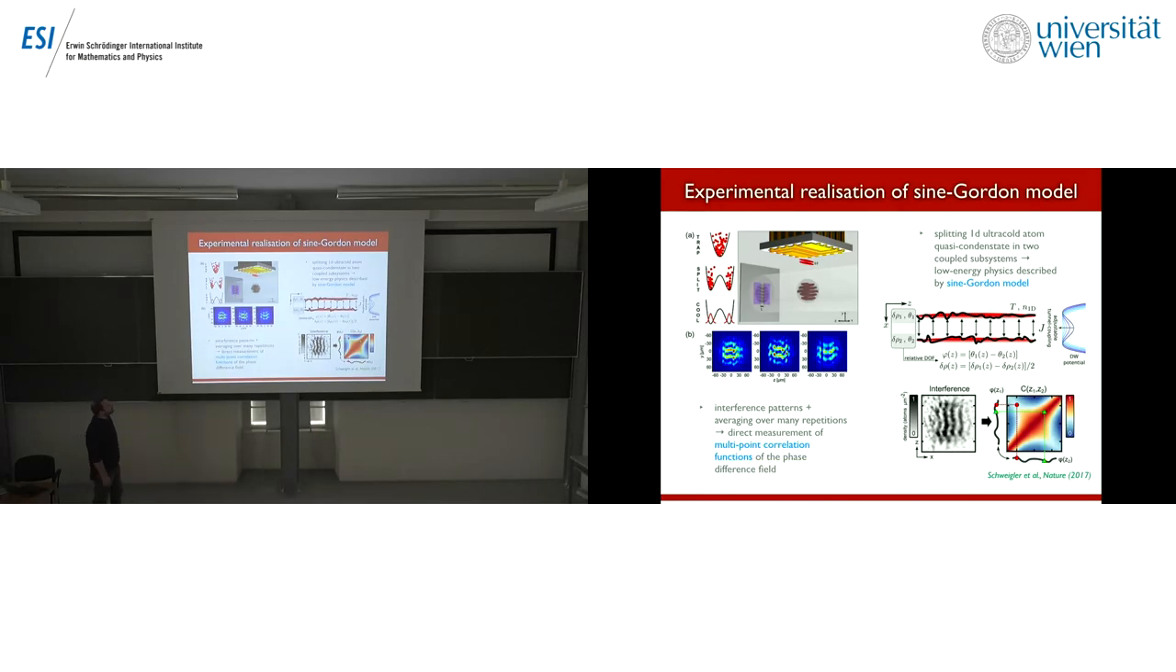I should only say here that the weak coupling between the two condensates plays the role of a Josephson junction, which, if we describe the system in terms of the density and phase fields, gives us as a low energy description of the system the Sine-Gordon model. Now, by observing the interference patterns of atoms expanding after we perform such a splitting of the condensate, we can indirectly infer information about multipoint correlation functions of the system at the time that we perform the expansion of the gas. So in this way, we can have space and time resolved measurements of the phase of the system.